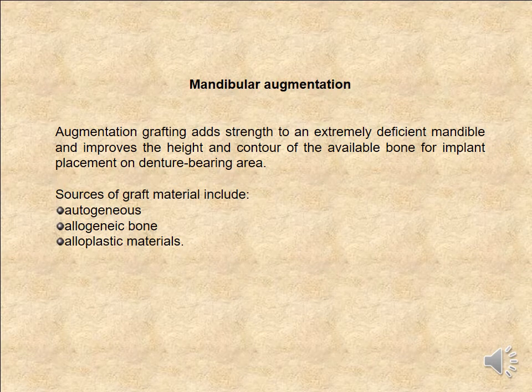The other procedure for the mandible is mandibular augmentation. Augmentation grafting adds strength to an extremely deficient mandible and improves the height and contour of available bone for implant placement in the denture-bearing area. The type of graft material: the sources of graft material include autogenous from the patient itself, allogenic bone from another person, and alloplastic material.